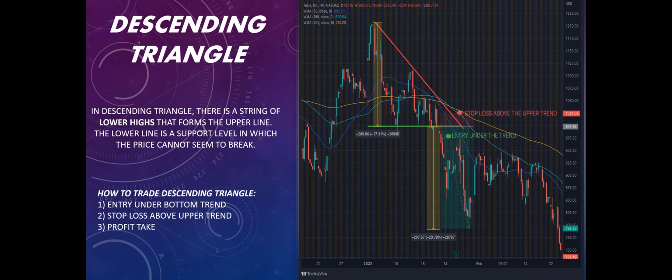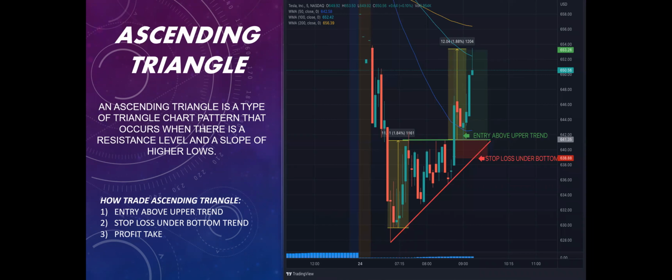Anyone has a question about descending triangle and ascending triangle? By the way, Tesla on the 15 minutes, I'm seeing an ascending triangle. I'll post it on my watch list. On the 15 minutes or the hourly, I think, you will see higher lows and the same resistance level. So Tesla is going to be my main watch list for Monday. I want to be watching an ascending triangle play.